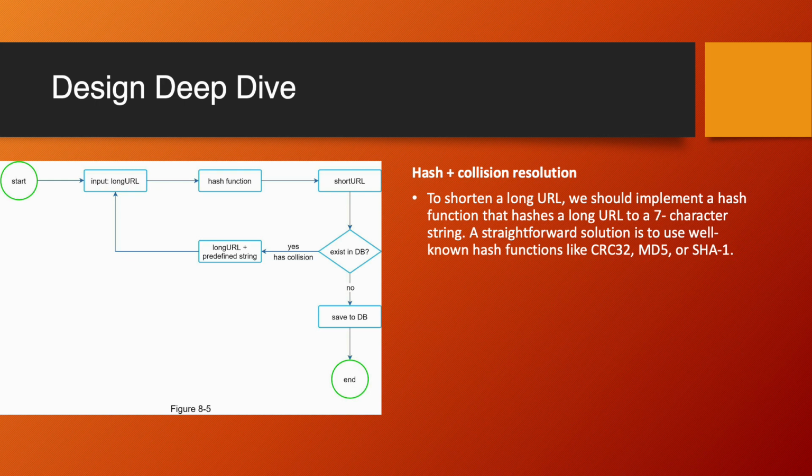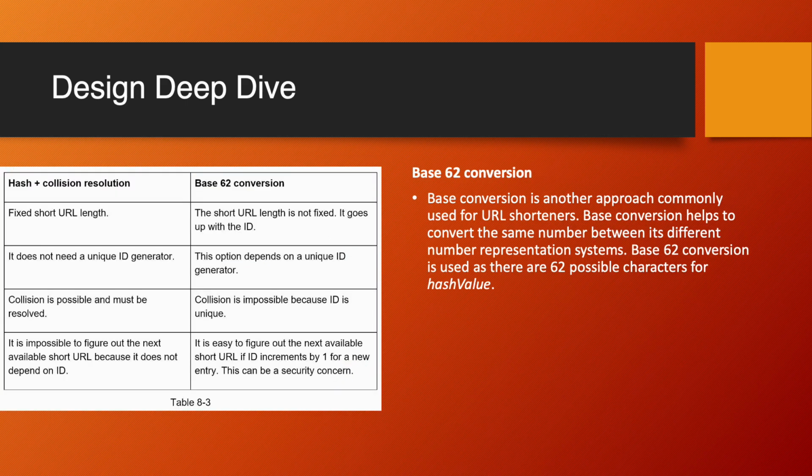Now, hash plus collision resolution. To shorten a long URL, we should implement a hash function that hashes a long URL to a 7-character string. A straightforward solution is to use well-known hash functions like CRC32, MD5, or SHA-1. As you can see in the diagram, the user inputs the long URL. There's a hash function. It creates the short URL. If it exists in the DB, then you go back to the starting point and add some predefined string, just to make sure you don't collide again. And if it doesn't exist in the DB, then you can save it in the DB and you're good.